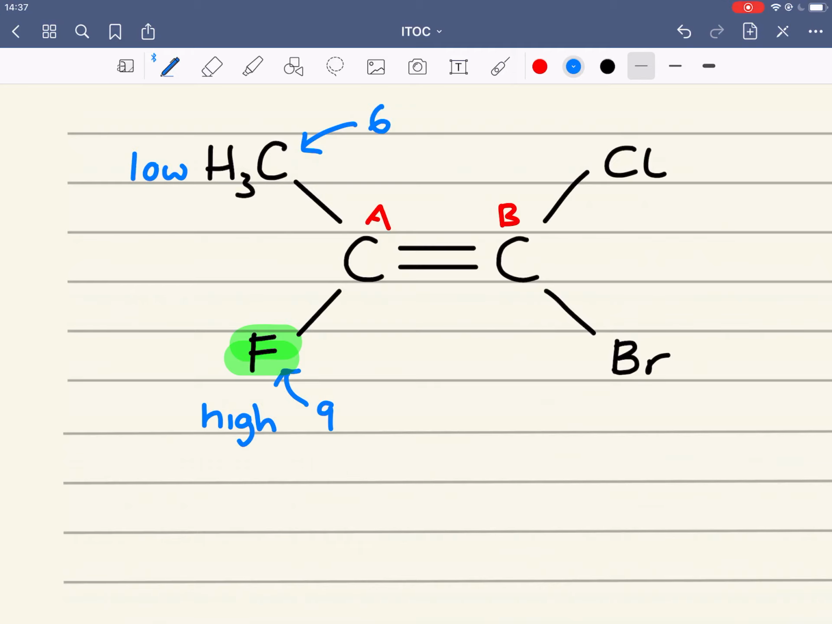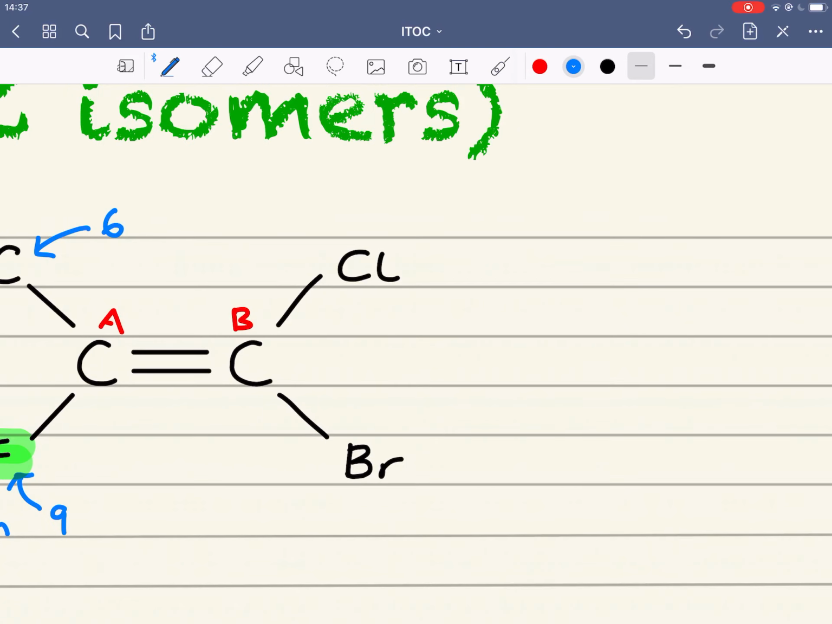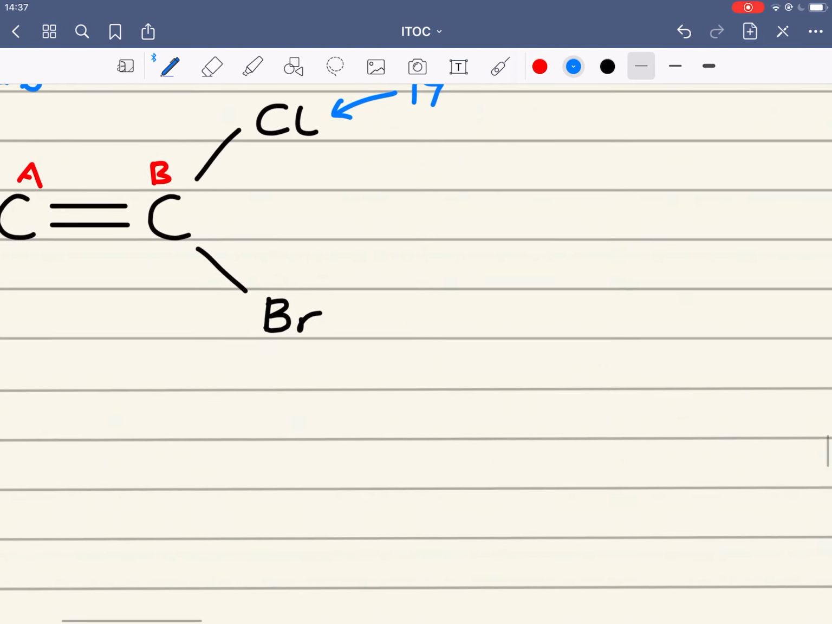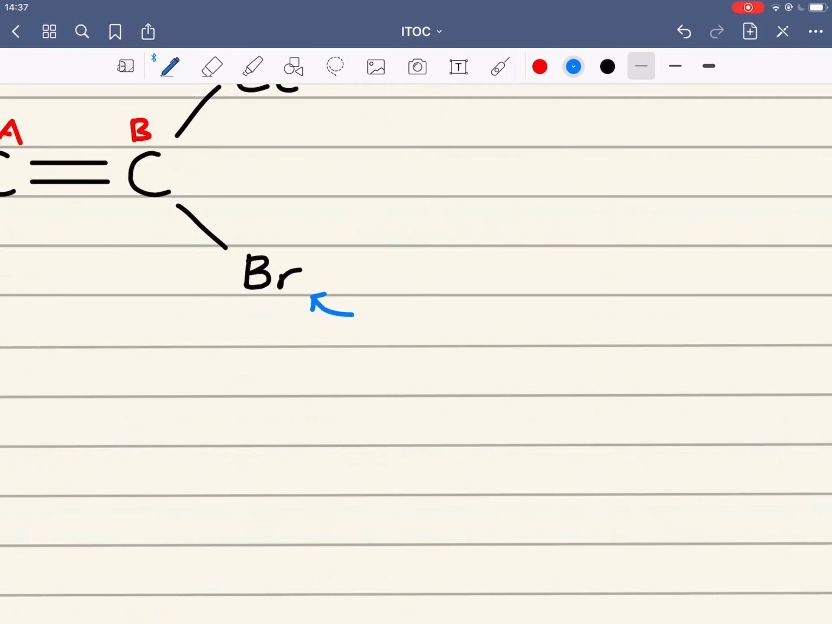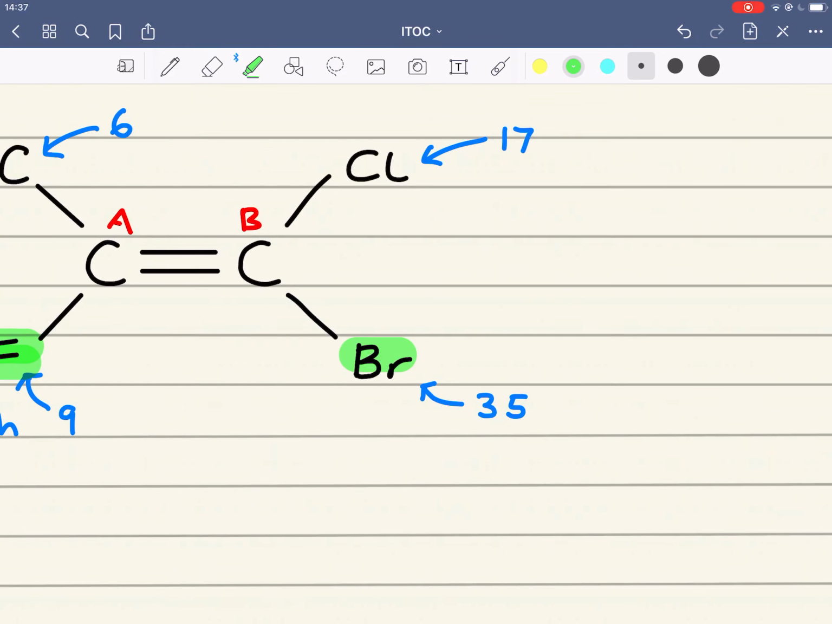I then have a look at the other carbon, carbon B, and again I assign priority based on the atomic number of the atom bonded to carbon B. And here we've got a chlorine, and its atomic number is 17, and here I've got a bromine, atomic number of 35. Well, 35 is obviously higher than 17, so the bromine here has got a high priority.